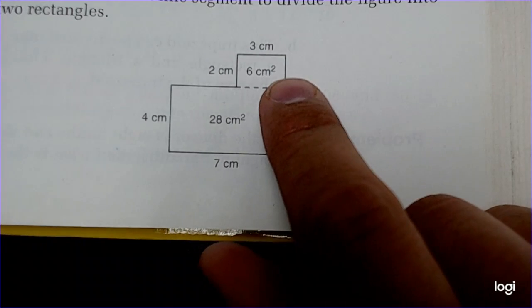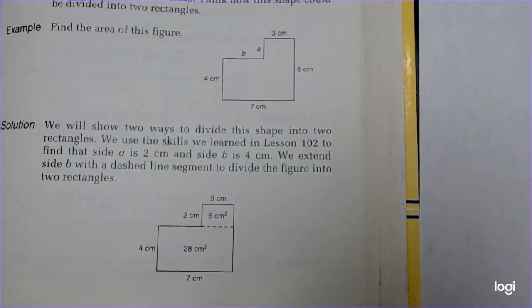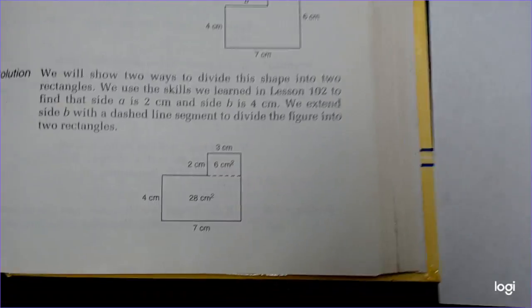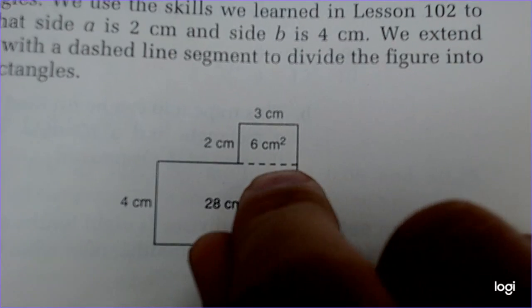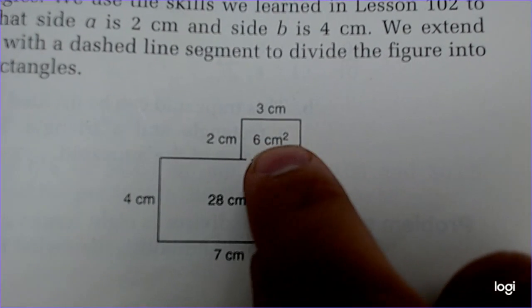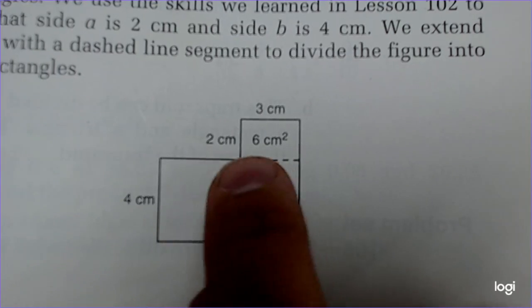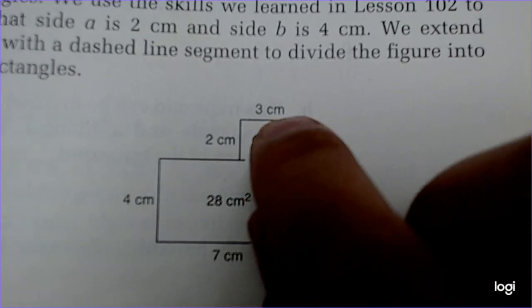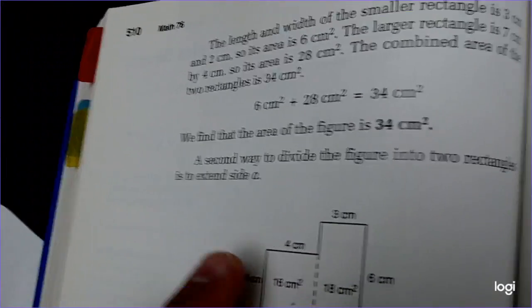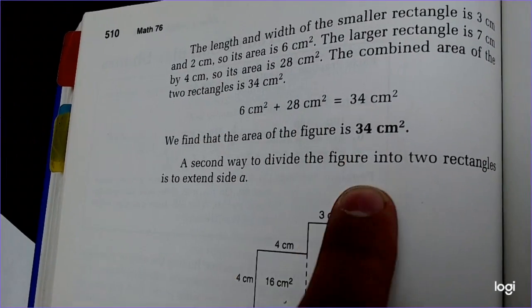Once they chopped it into two rectangles, they realized they needed to find the length of this side. They did 2 times 3 to give the area of this rectangle, and then 4 times 7 to give the area of this rectangle. They found the two different areas. And the last thing they do is take those two areas, add them together, and get the final area.